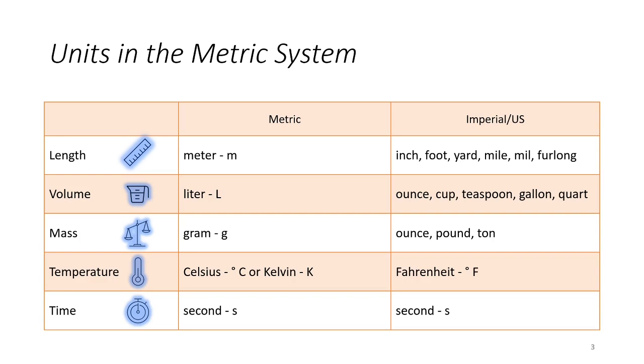For volume, which is actually a derived unit, length cubed. But in chemistry, we measure volume quite often, and the base unit we use is the liter. The abbreviation for this is the capital L. We use the capital L to keep it from being confused with the number 1. For mass, we use the gram with the abbreviation G.